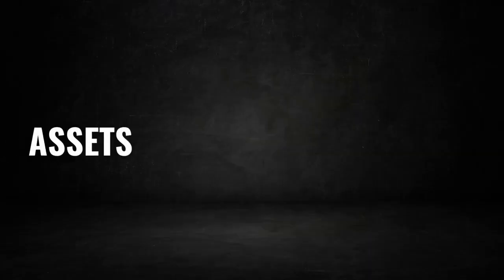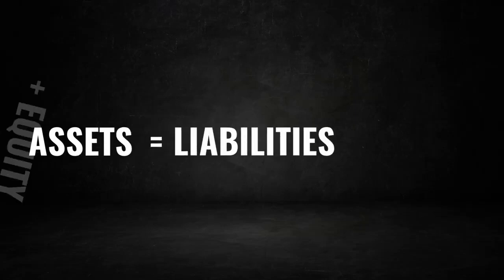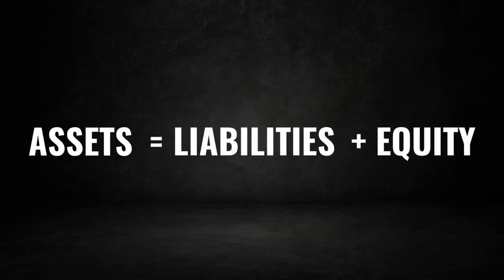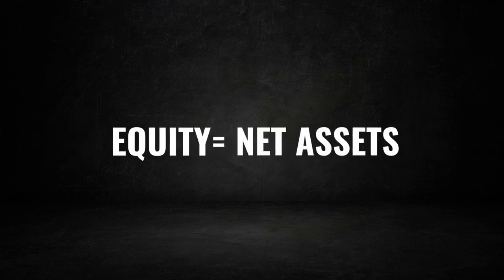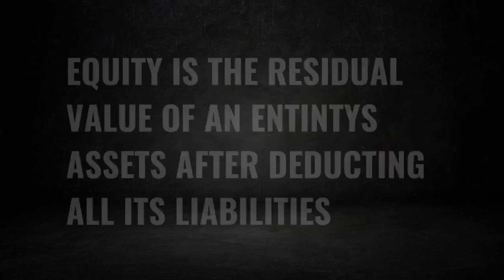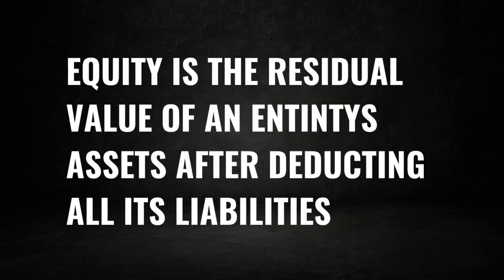The equation states that assets equals liabilities plus equity. If we rearrange the formula, we find that equity is the difference between assets and liabilities. Accountants often use another term to describe this difference: net assets. So equity represents the net assets of a business, which is basically what remains after deducting liabilities from assets.